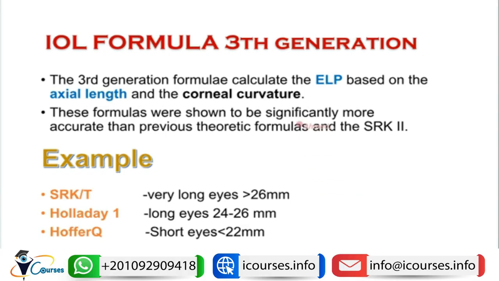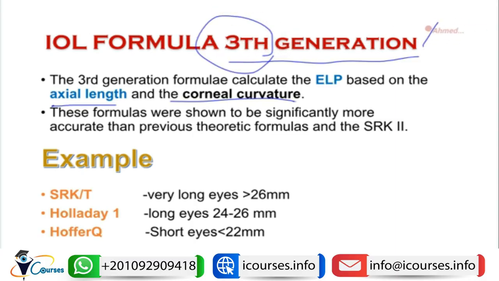After this, there was a new generation of the IOL formulas. It's called the third generation formulas. The third generation formulas have taken more depth inside the effective lens position. So in this generation, the effective lens position is not only based on the axial length, like the second generation, but it also takes into consideration the corneal curvature. So in the third generation IOL formulas, it is based on two factors: the axial length and the corneal curvature.